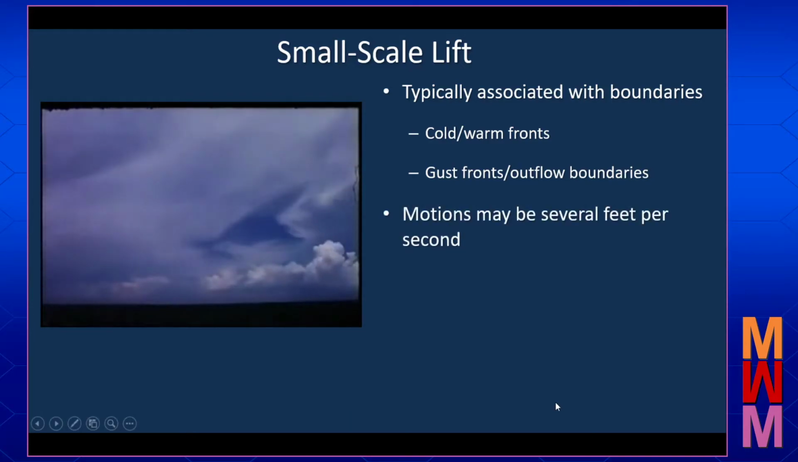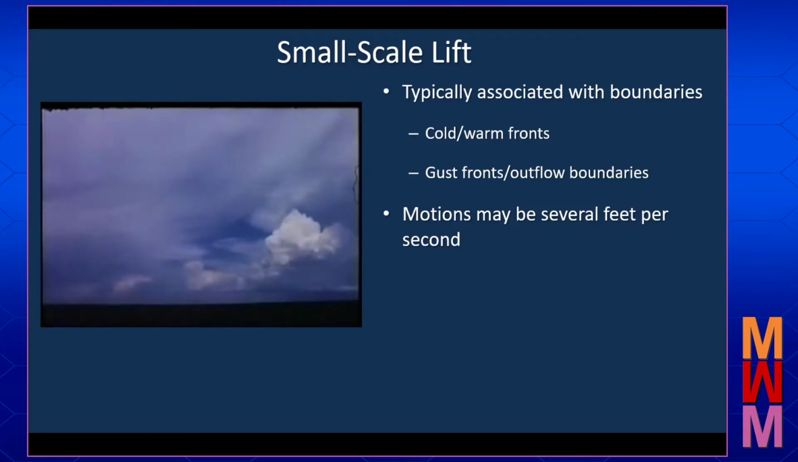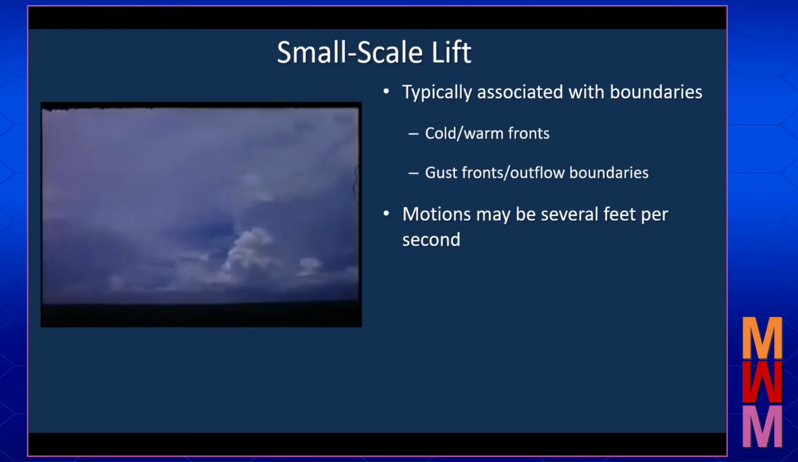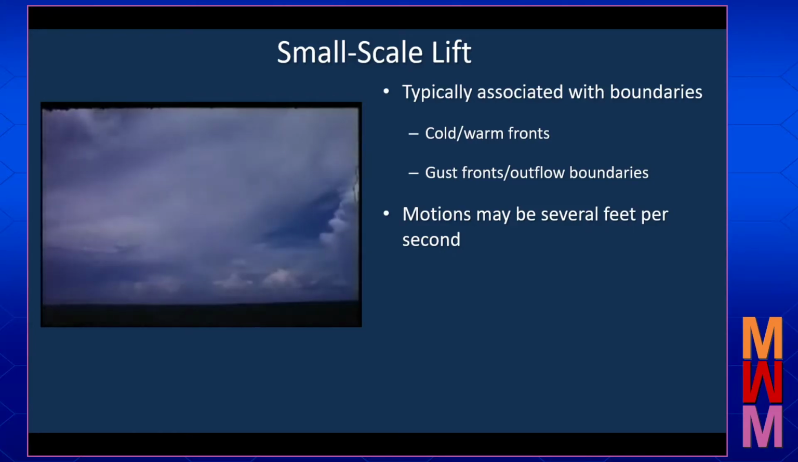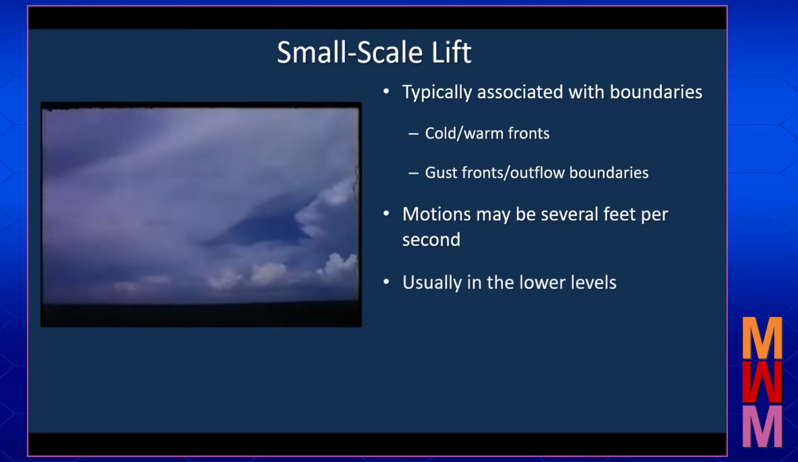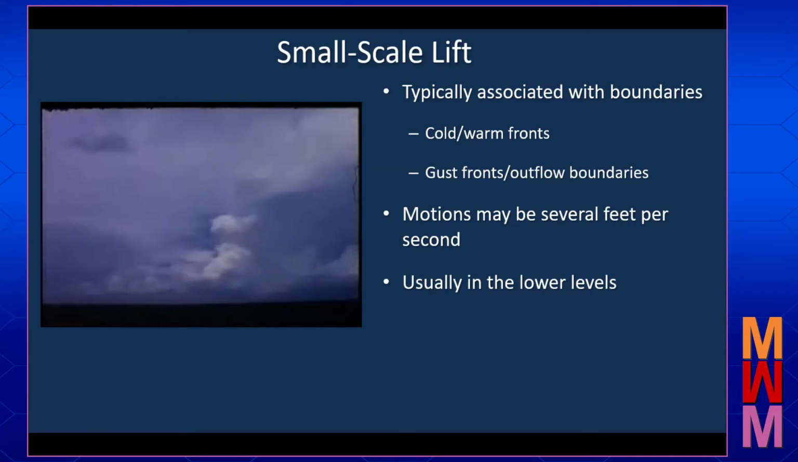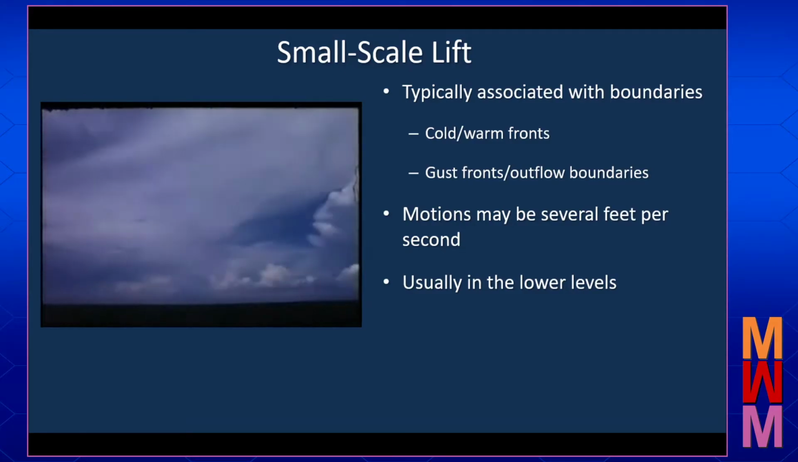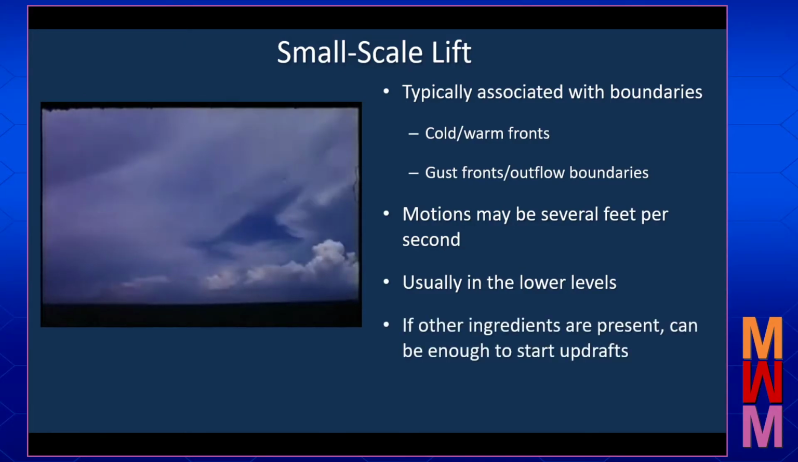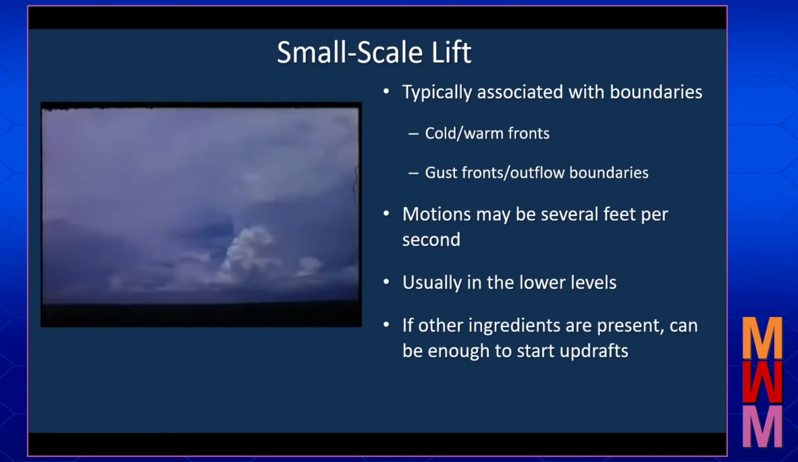Now, with these boundaries, especially down near the surface, the upward motions may be on the order of several feet per second, so much stronger than the lift we saw with the large-scale storm systems. This lift is usually focused down in the lower levels of the atmosphere where it can play the biggest role in getting those parcels, those blobs of air started upward and perhaps get the thunderstorm process set into motion. And again, if the other ingredients are present, then this could be enough to initiate the thunderstorm process.